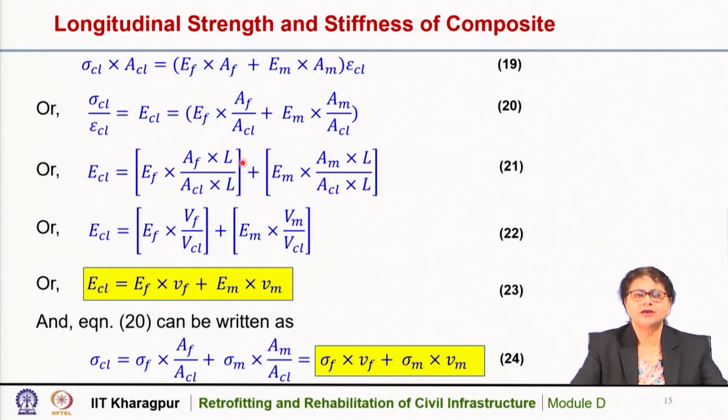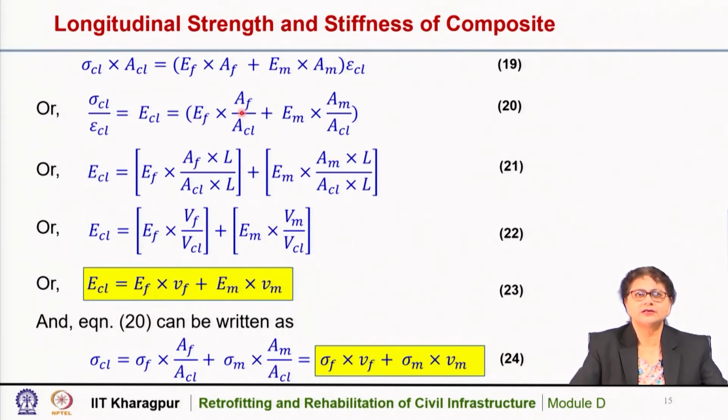So, AF into L is nothing but the volume of the fiber, AM into L is the volume of the matrix, and ACL into L is the volume of the composite. So, this is the volume of fiber and this is the volume of composite. This gives the volume fraction of the fiber, which is VF. Similarly, this is the volume fraction of the matrix, which is written as VM. So, ECL can be written as EF into VF plus EM into VM.